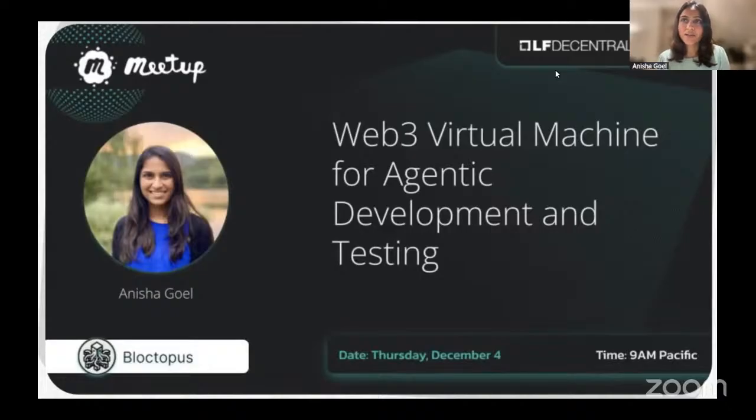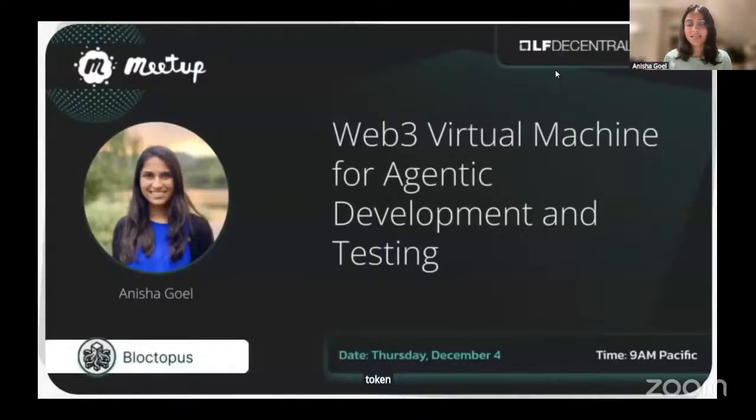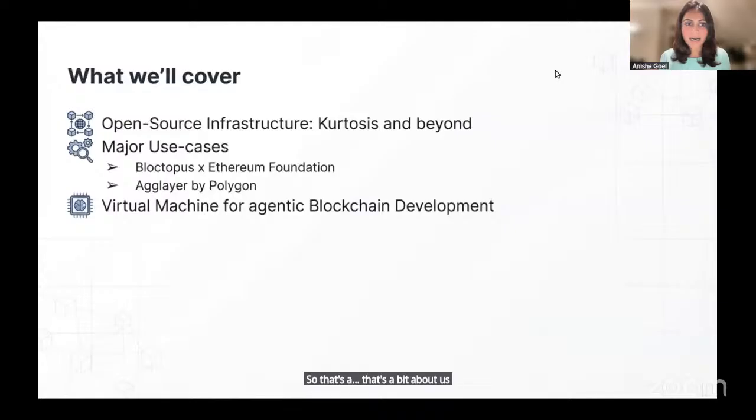and we create forking infrastructure or sandboxing infrastructure for these large companies. It can be private, it can be public facing, it can be for developers from more of a developer relations perspective, or it can be for clients, for building a client pipeline and providing them a realistic sandbox to go through the flows of tokenization or staking and things like that. So that's a bit about us.